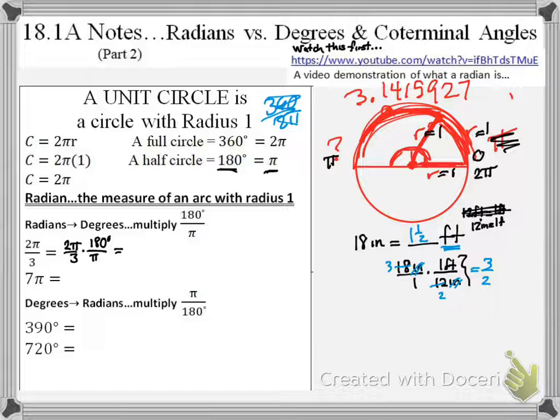I could multiply it all across and get 360 over 3 pi and reduce it from there. But most people find it easier to do this.